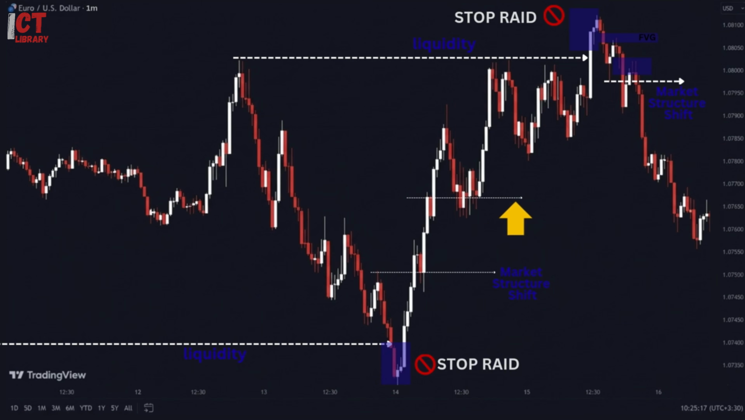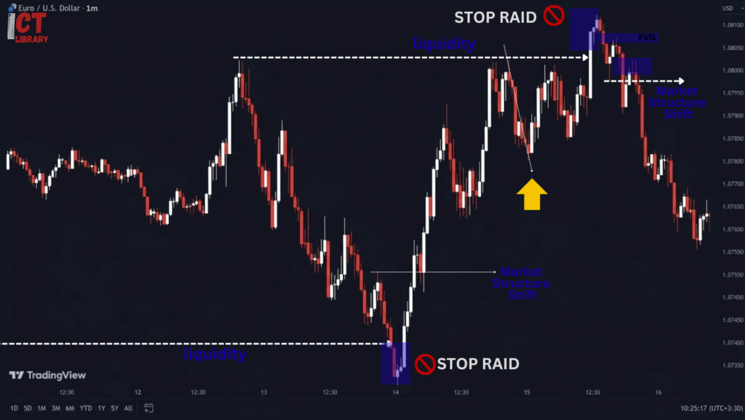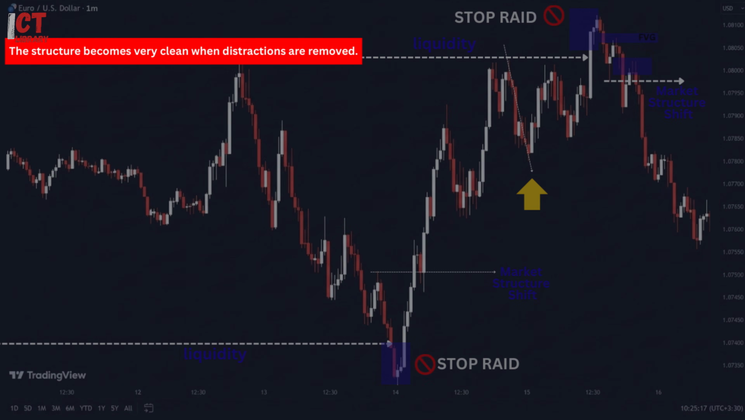Many traders believe every down-close candle represents a bullish order block and every up-close candle represents a bearish one. But that assumption is incorrect. Look here. This candle is the true order block. Price trades into it and rallies. Now examine the decline here. If you move to a 2-minute chart, this entire section becomes one single order block. So ask yourself honestly, is this difficult to see once it is explained clearly? The structure becomes very clean when distractions are removed.